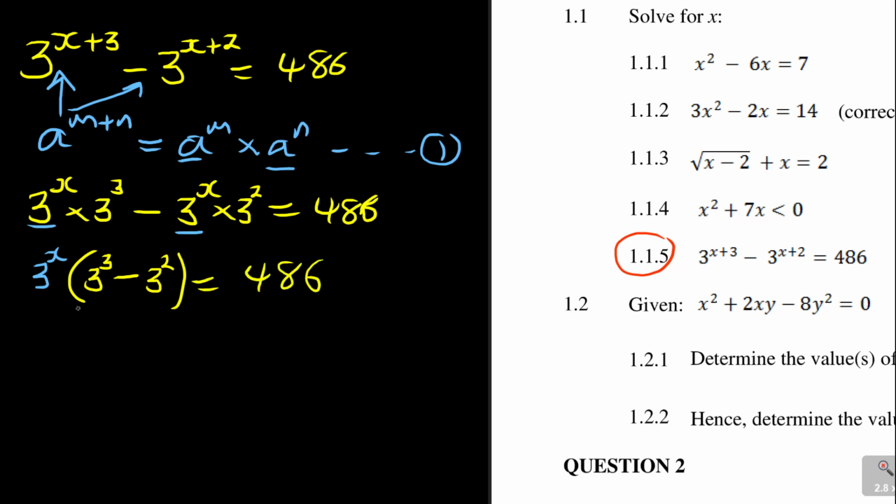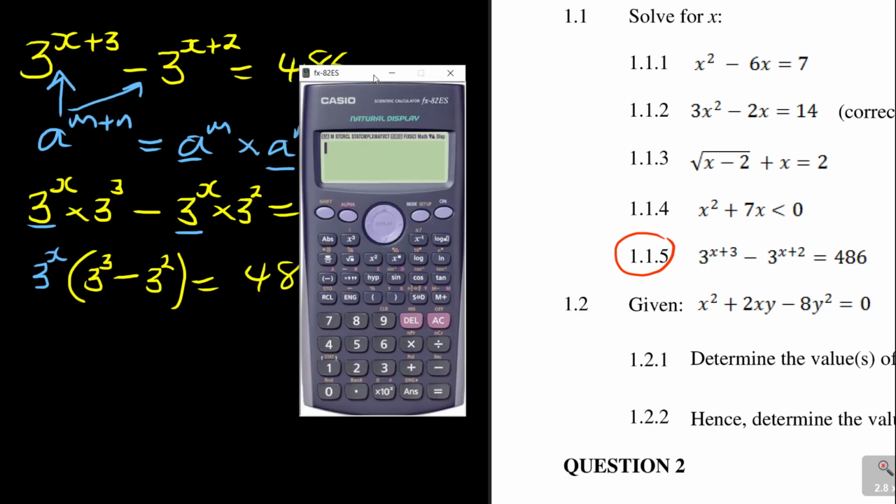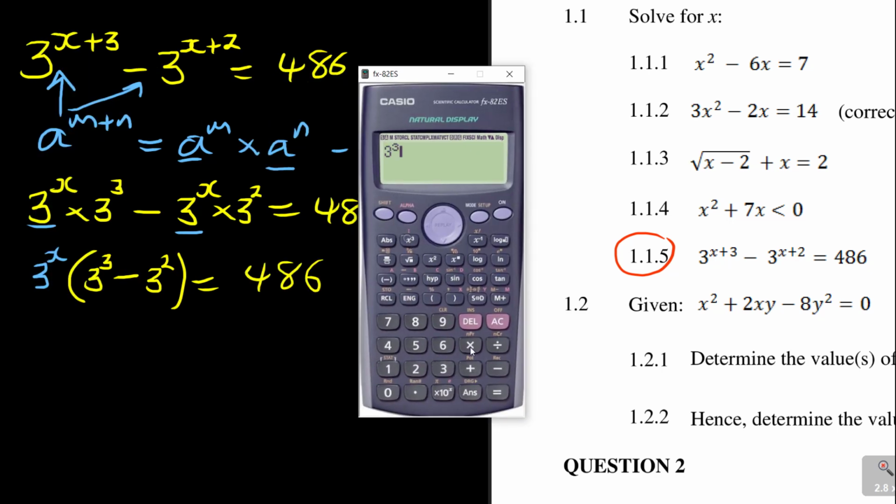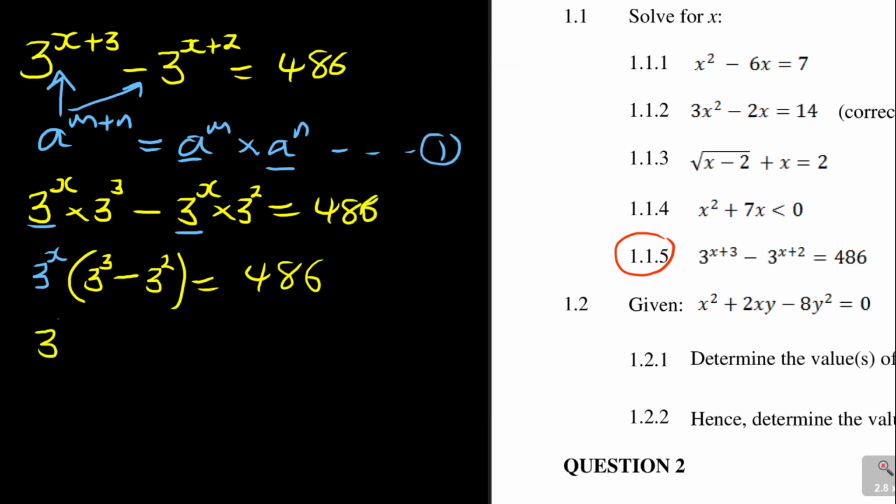Now you don't need to worry with how am I going to solve this. Let the calculator do the job. You are going to use the calculator to say what is 3 to the power of 3 minus 3 to the power of 2. Just let the calculator do that. It is 18. So you have got 3 to the power of x bracket 18 is equal to 486. See, that is more simpler now.